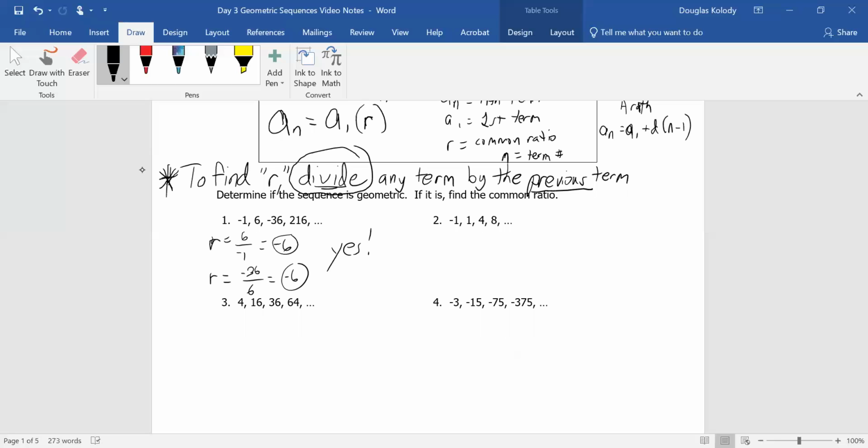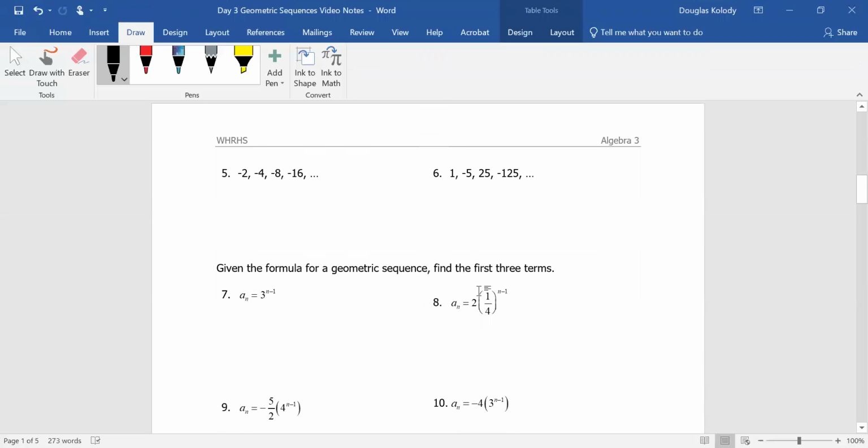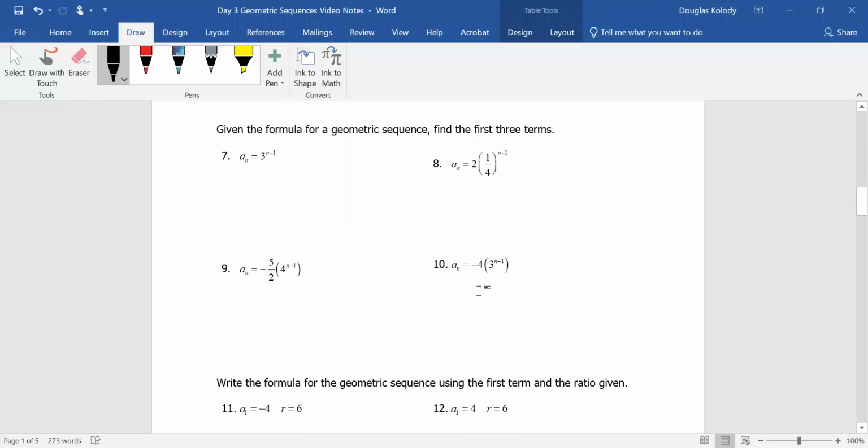Let's try number 3 here. If I take the second term divided by the first term, 16 divided by 4, I get 4. Great. If I take the third term, 36, divided by the second term, 16, that reduces to 9/4, which is 2.25. And these terms are definitely not equal. So no, this is not a geometric sequence right here. If you're not multiplying by the same term each time, then it is not geometric. That's it. I'm going to power through these examples, so please stop, rewind, and watch again.